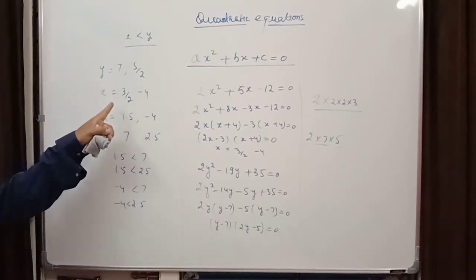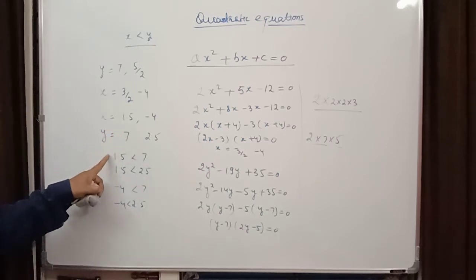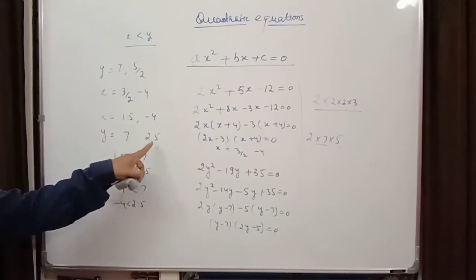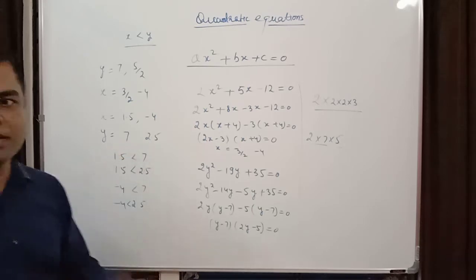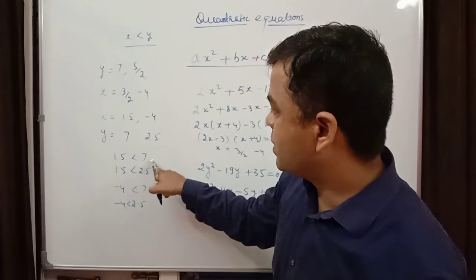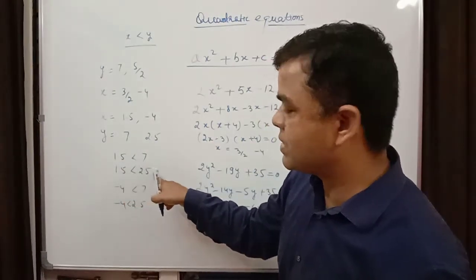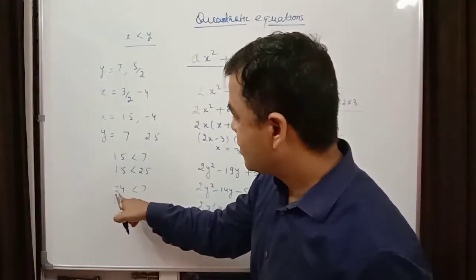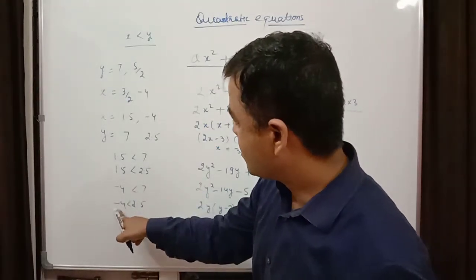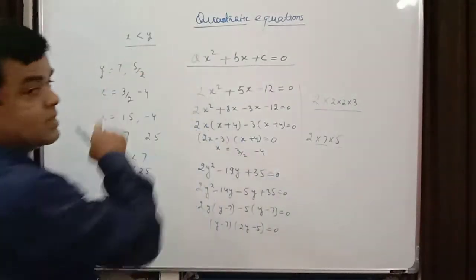Here, each root of x. The first root of x is 1.5. So compare 1.5 with both the roots of y. Look here. 1.5 is less than 7. 1.5 is less than 2.5. Then minus 4 is less than 7. Minus 4 is less than 2.5. Then only you can say x is less than y.